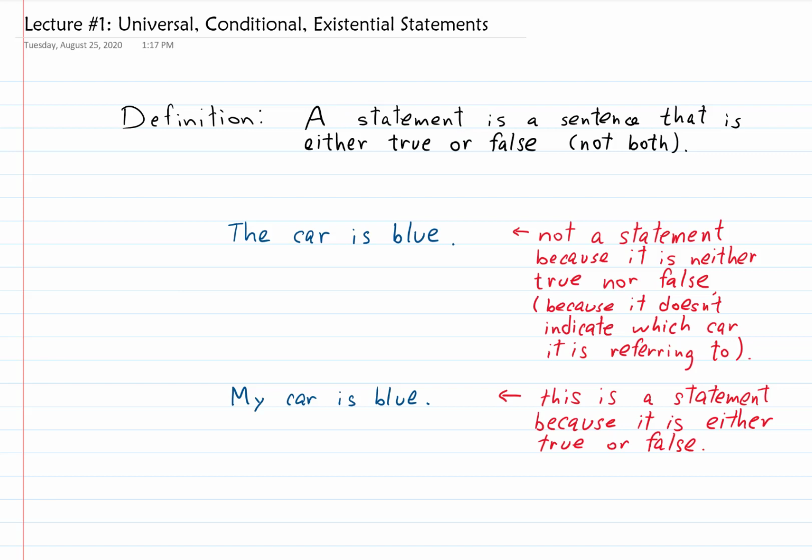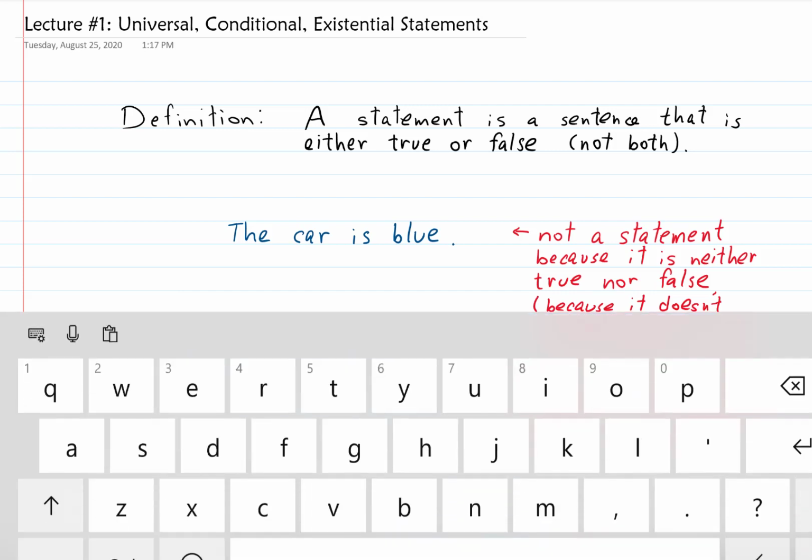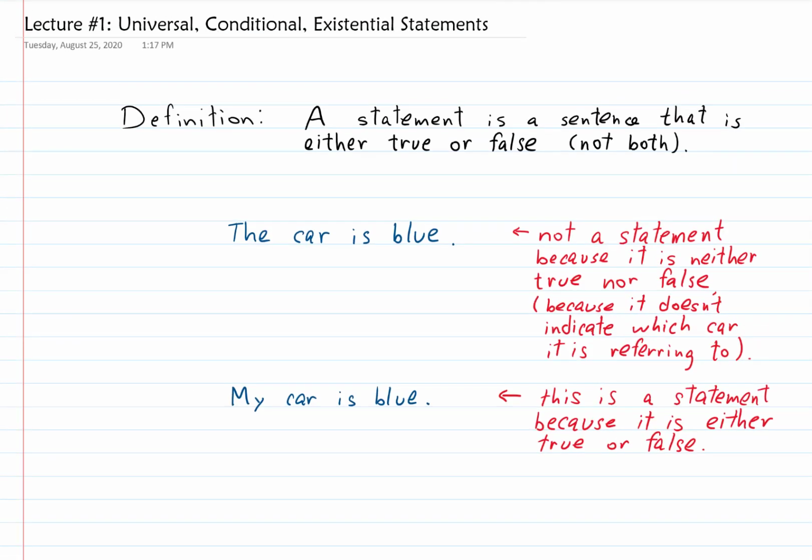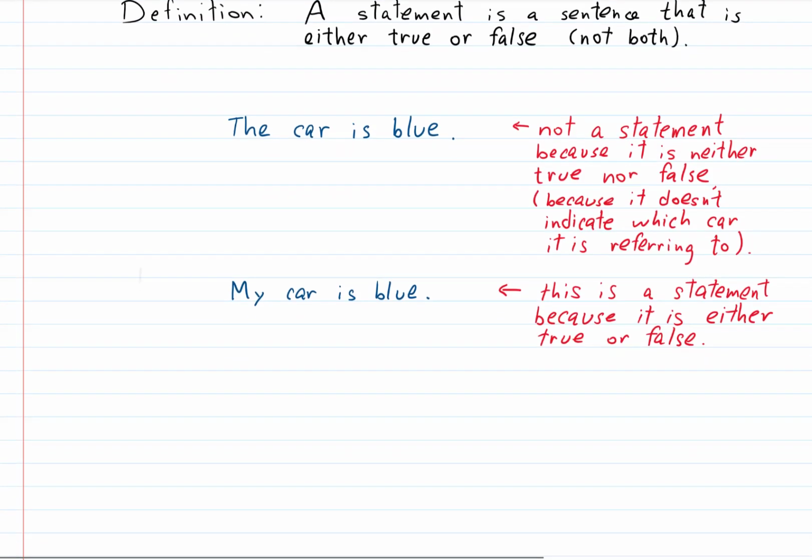All right, now I want to cover a few types of statements in particular. They are called what you see up there at the top of the screen. A universal statement, a conditional statement, and an existential statement. I want to define those for you. So a new definition.